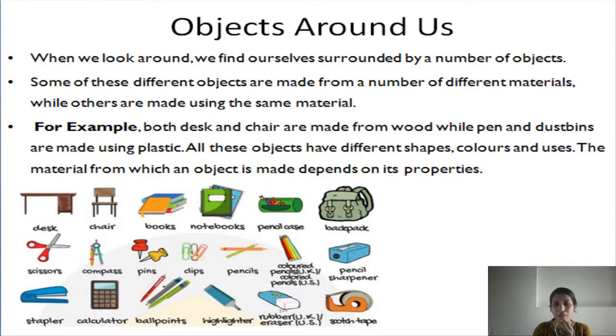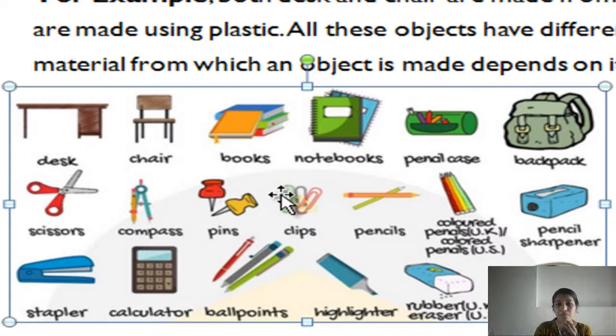We would start with the first topic, objects around us. When we look around, we find ourselves surrounded by a number of objects. Some of these objects are made from a number of different materials, while others are made using the same material. For example, see this figure. Both desk and chair are made from wood, while pen and dustbins are made from plastic.